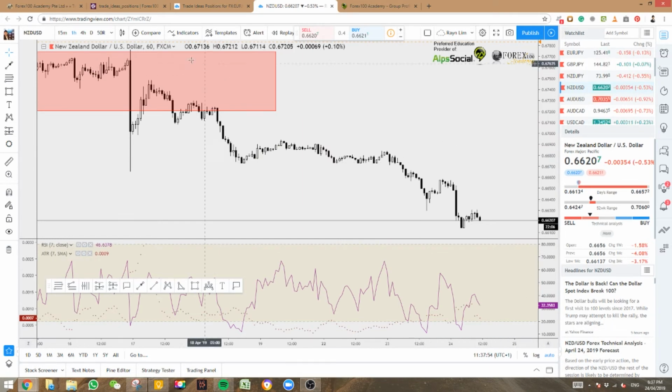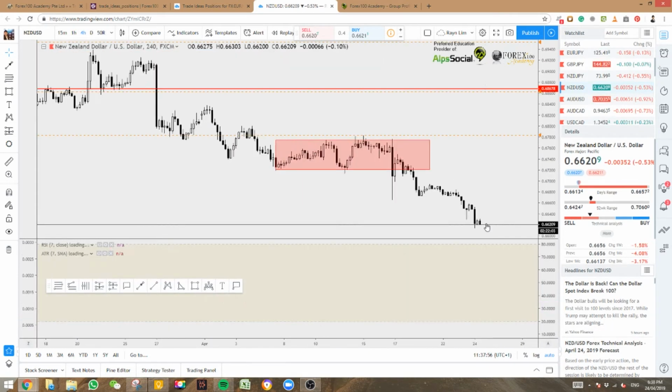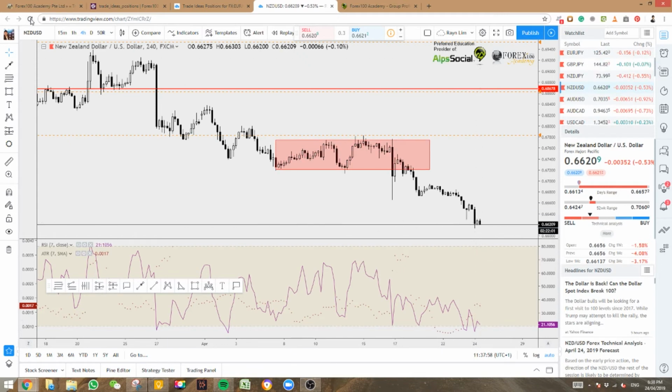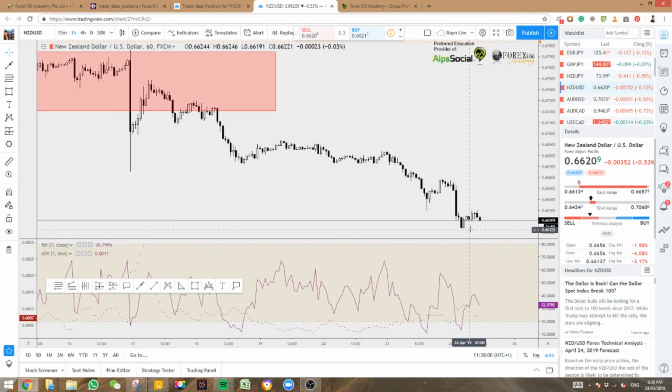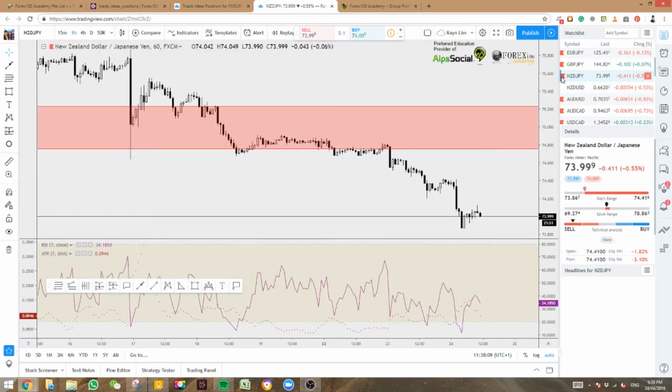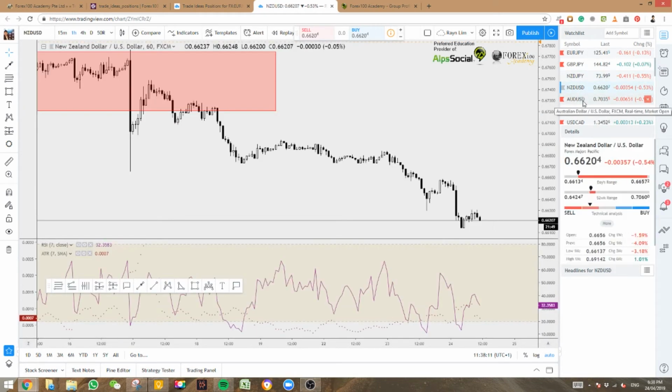Interesting. Nothing much for me, frankly speaking, because even a retest at this price, I will not be looking for a buying opportunity because it has to go deeper before I am comfortable. Alright, so since it's nothing much, let's uncheck it. New Zealand yen, nothing much. Set the priority right here.